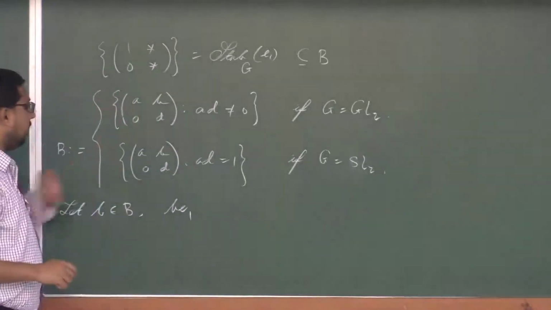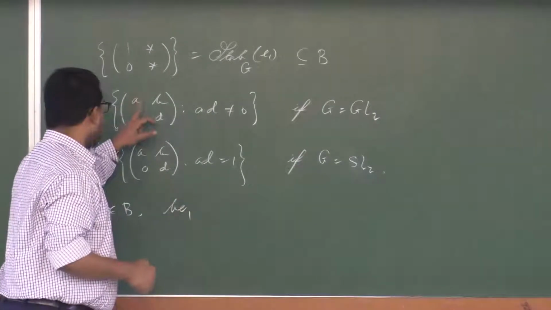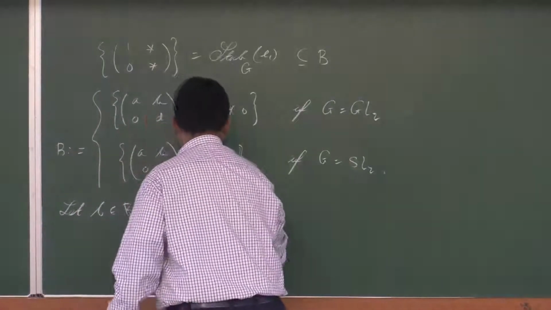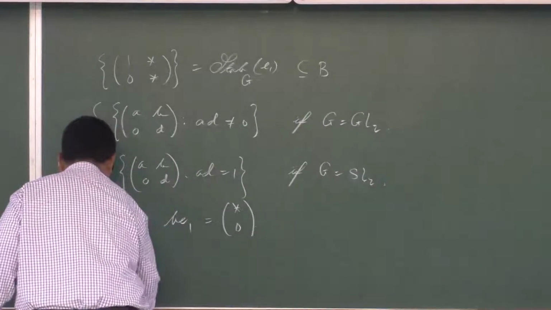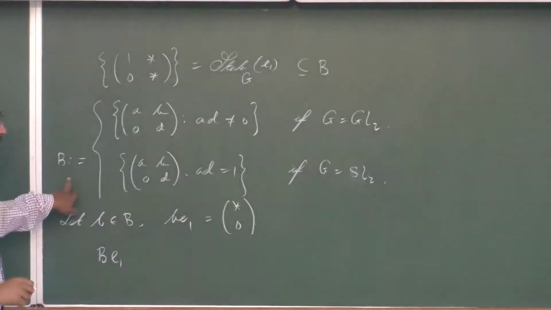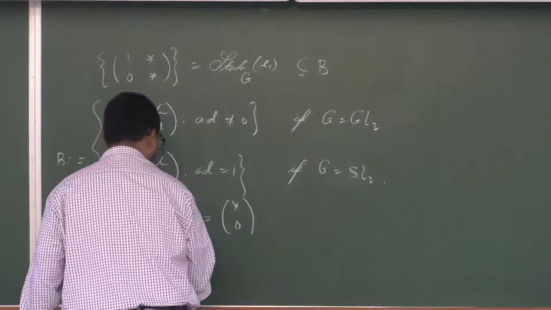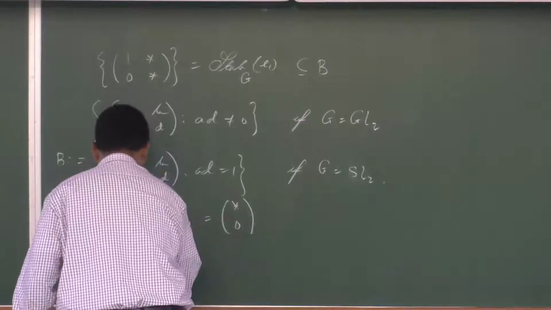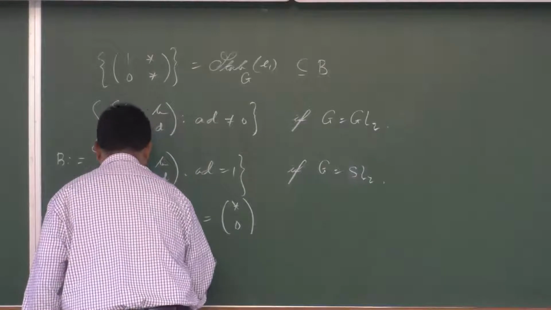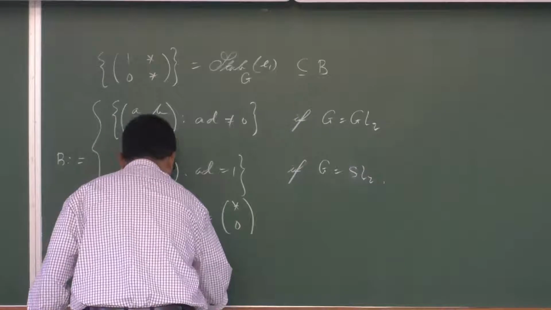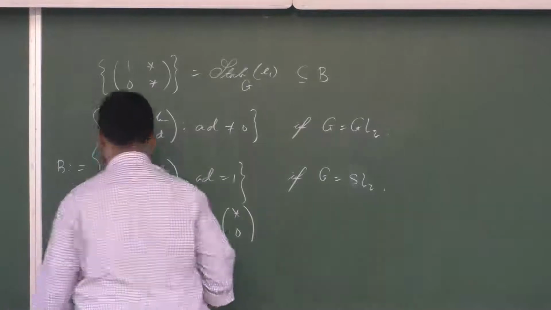So b is either of this form or of that form. However, we see that b e_1 is a vector of this form. So we can see that the orbit of e_1 under the action of this subgroup is nothing but all points in the linear span of e_1.